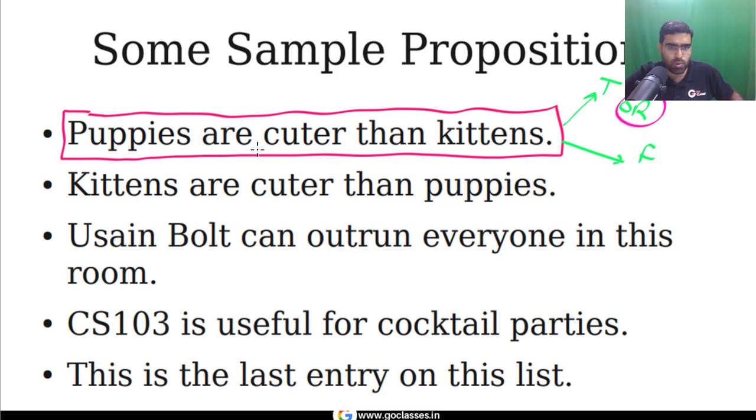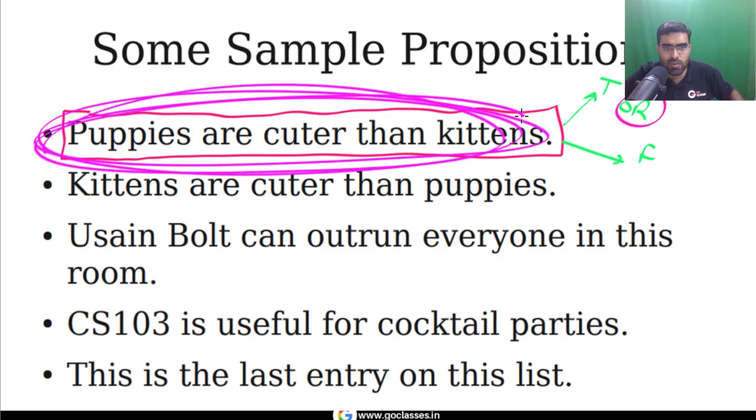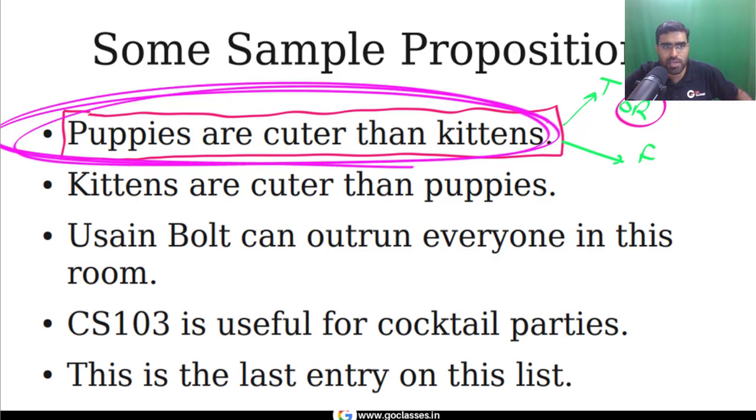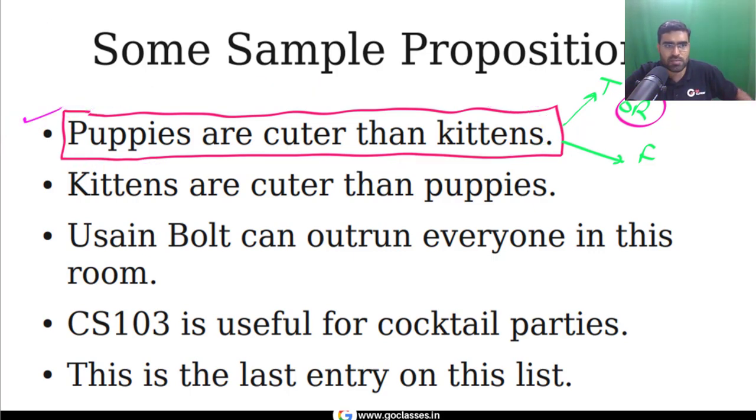From anyone's point of view, you fix one person. You can fix yourself, this is my suggestion. From your point of view, you can easily notice that either this will be true or this will be false, but it cannot be both. One of them it will be. So that is the reason this is a proposition.